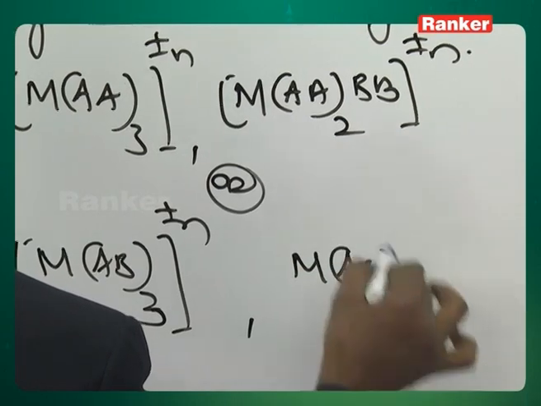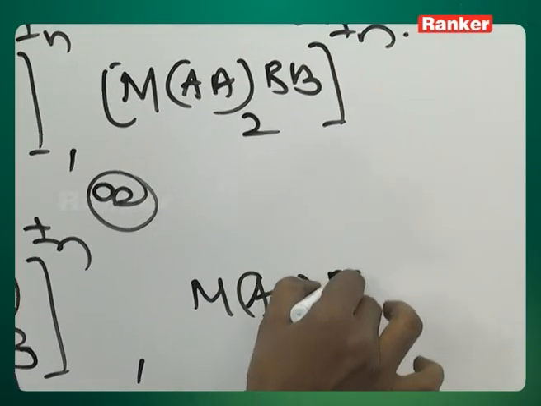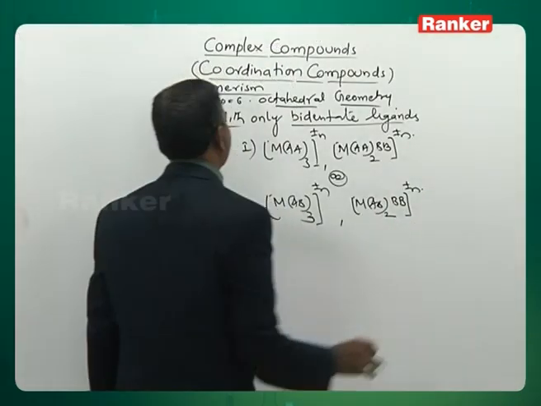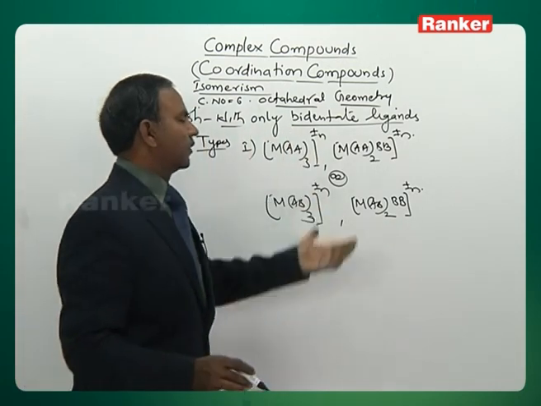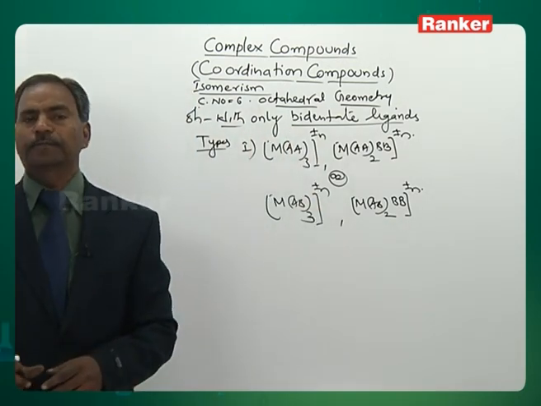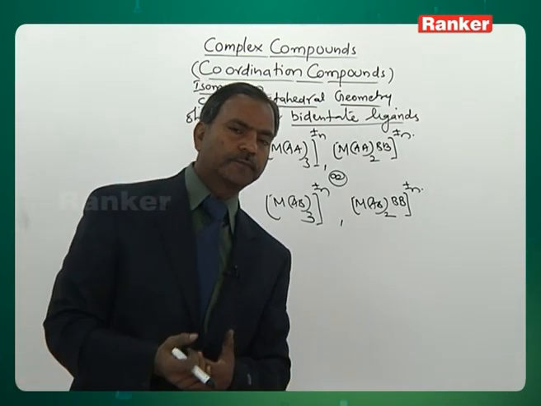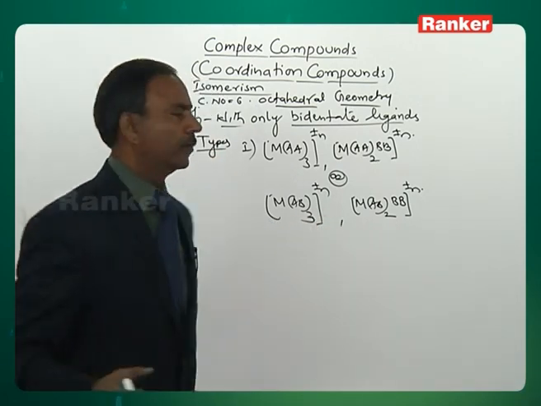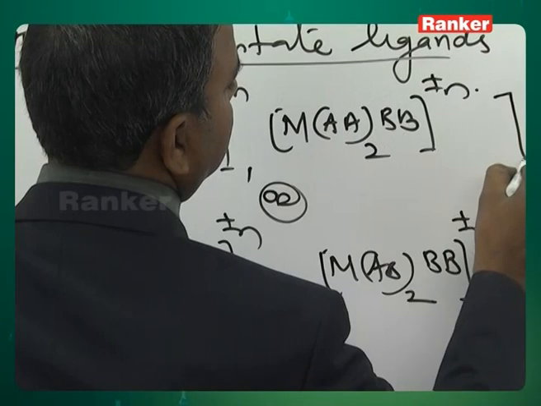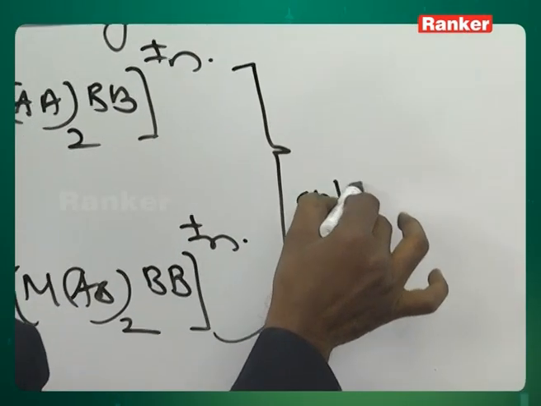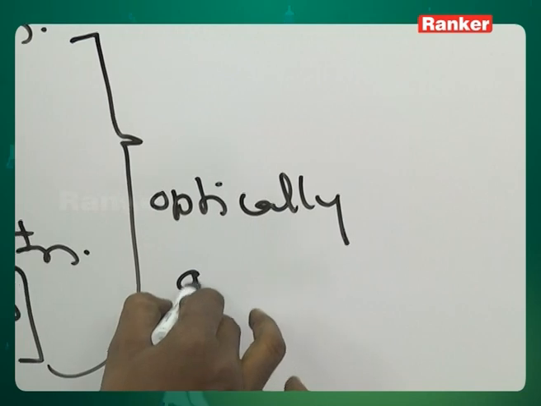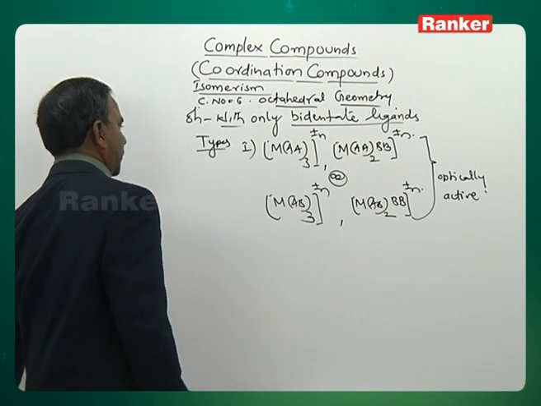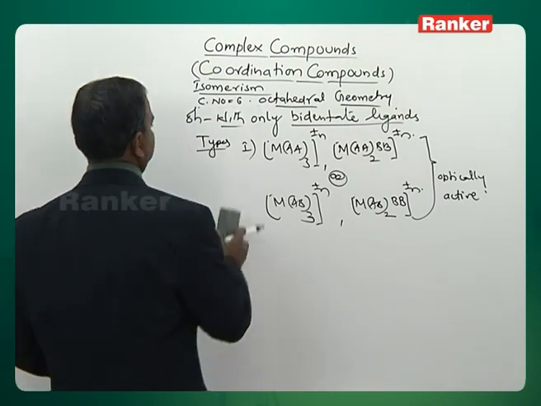Next, M(AB) taken twice, BB. So, octahedral geometry with only bidentate ligands, either all the same type of bidentates or two different types of bidentates, all are found to be optically active. Let us take this particular first one, M(AA) taken thrice.